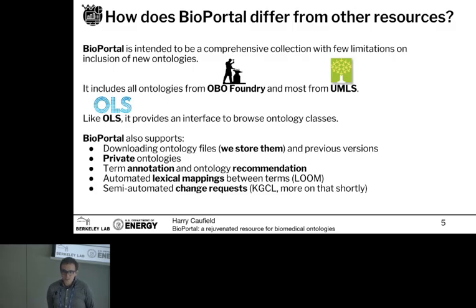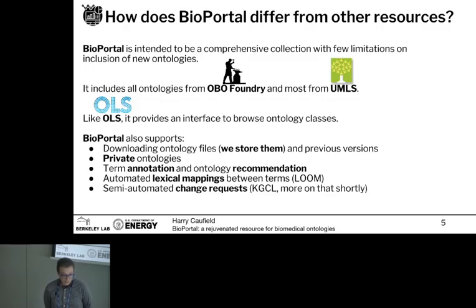But what I do want to focus on is how BioPortal differs from other ontology resources that are out there. It is intended to be a comprehensive collection with very few limitations on inclusion of new ontologies. And it does include all the ontologies that you'll find in OBO Foundry, most of the ontologies and vocabularies that are currently in UMLS, which is a pretty unique thing to have due to some very specific arrangements that BioPortal has with the NLM. And like OLS, it provides an interface to browse ontology classes.